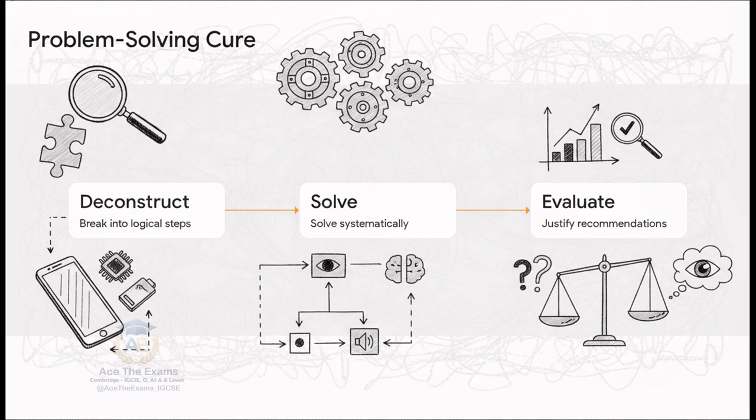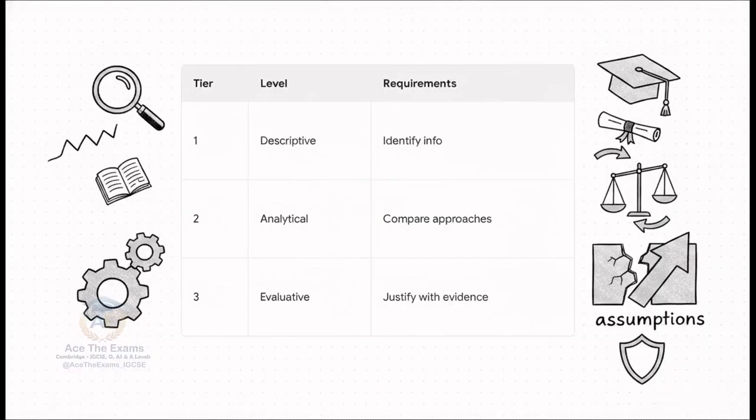Finally, you evaluate. Why is this specific sensor the best approach for a loud factory? What are the limitations? This 3-step process is foolproof. This table breaks down exactly what is required at each cognitive level to transition from a basic descriptive answer to a high-scoring evaluative one.